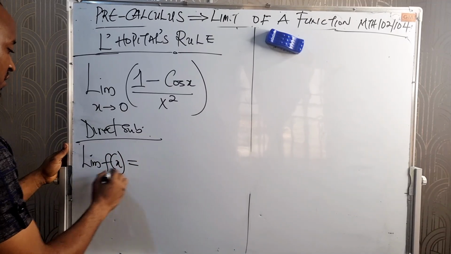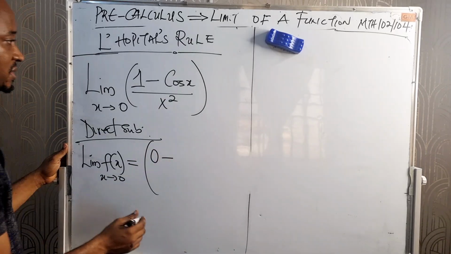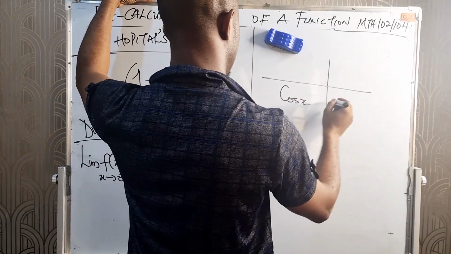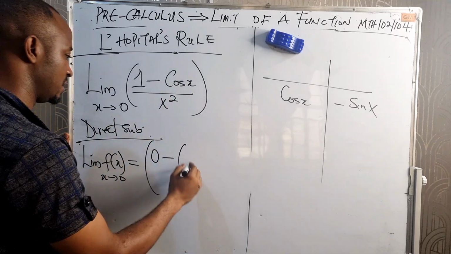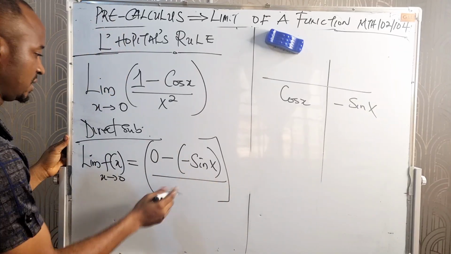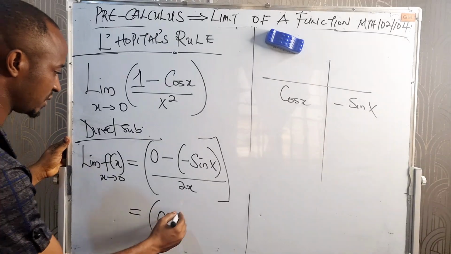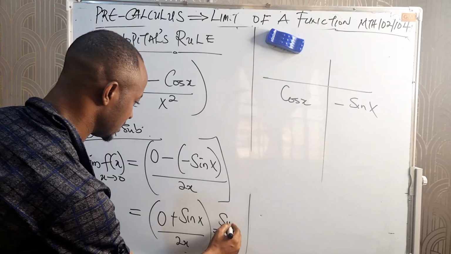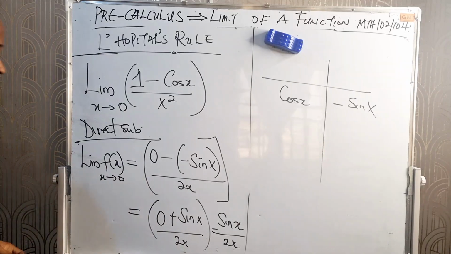This will give us, as x is approaching 0, I will differentiate this. This is 0, right? Minus. Don't forget, when you differentiate cos x, the result is minus sine x. Differentiating cos x will give us minus sine x, all divided by, differentiate x squared, we have 2x. So this will give us 0 plus sine x over 2x, which is same as sine x over 2x.